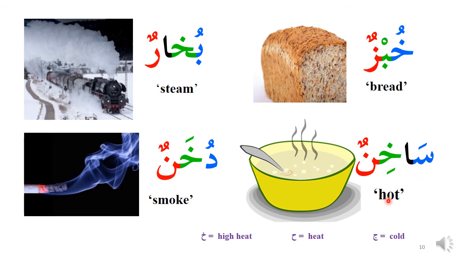And sakhinun means hot, also like harun, but there is a difference. Well, harun would mean generally hot, but sakhinun would mean liquid hot because of the sin, right? So sin, the water goes up because of high heat, and the noon is the steam or the dots coming out of something hot.